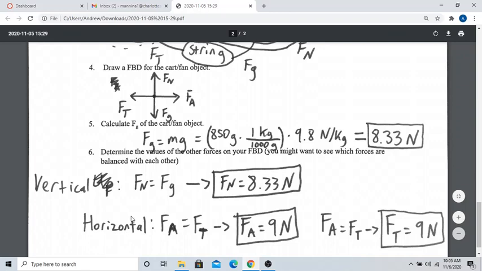Horizontally, we can do the same thing. So in this case, we know the horizontal forces have to be balanced as well because this is experiencing constant velocity, which means that the right force equals the left force. What that means is that Fa, the applied force, is going to equal the force of tension from the string. Now, it might be a little frustrating at first because we're like, well, I don't really know either of those two things.